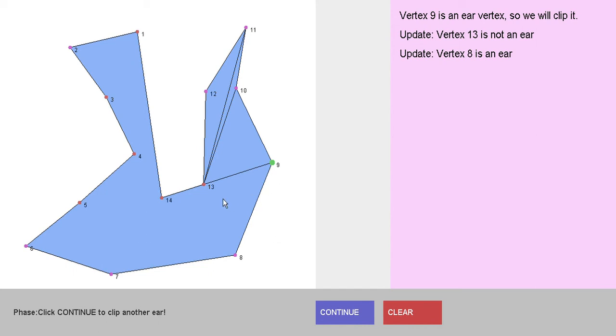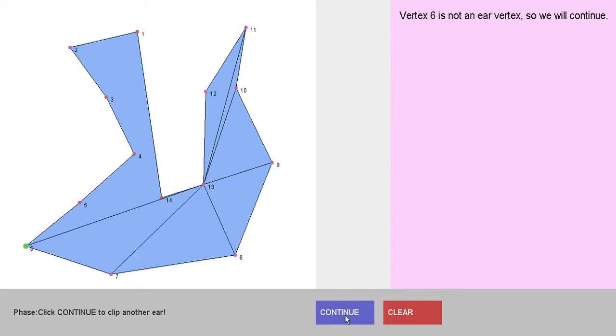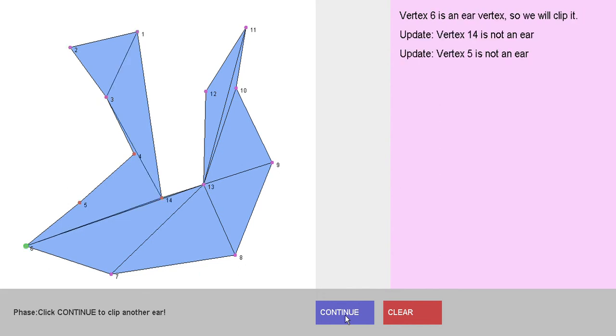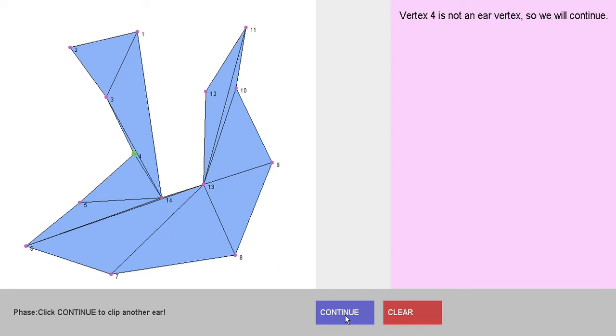So we're on to 9 and we continue through. As you can see, some of the triangles are less than orthodox. One of the drawbacks of the ear clipping algorithm, and also kind of the drawback of the shape, to be honest.